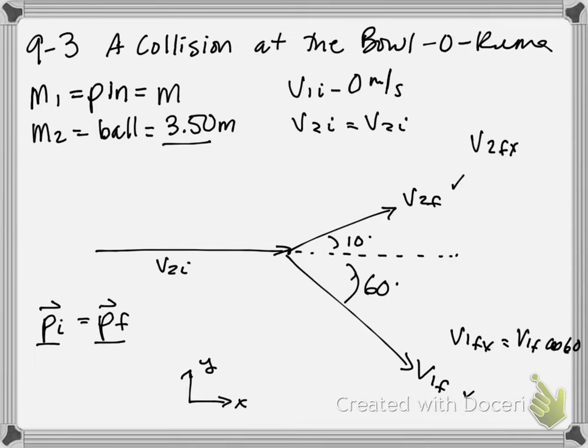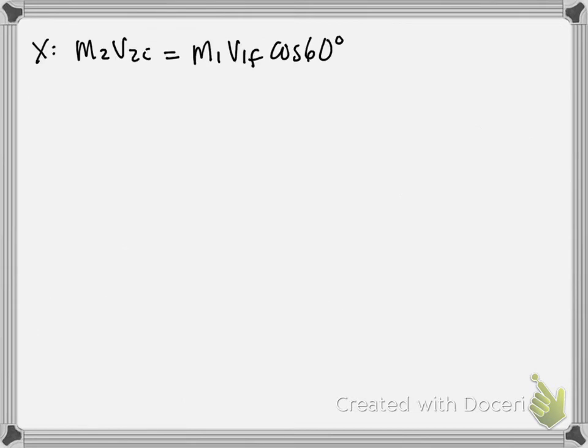V2f in the x direction is v2f cosine of 10 degrees, right? Both of these are positive because v2f is a first quadrant vector and v1f is a fourth quadrant vector. Both of them have positive cosines. So I'm going to add plus m2 v2f cosine 10 degrees. Okay, so this is our conservation of momentum statement for the x direction.